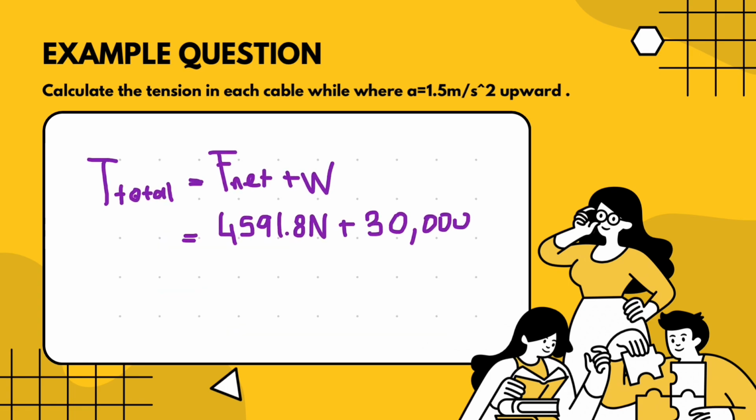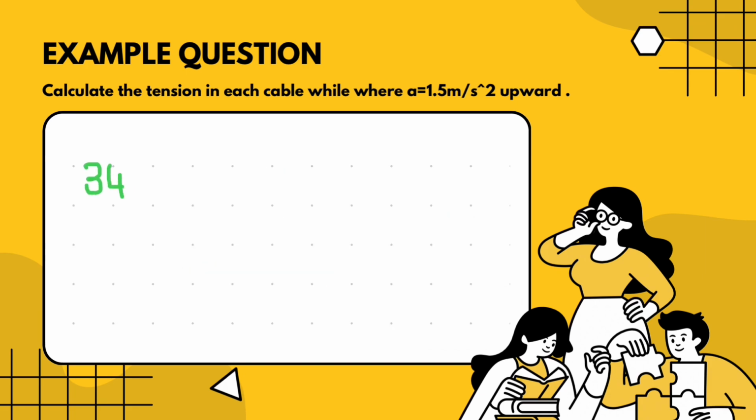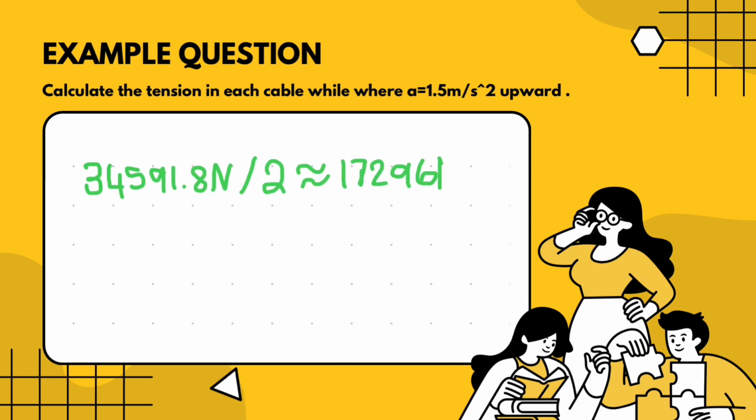With this answer, we can calculate the total tension of the cables by adding the total weight to the net force. After working this out, we will get an answer where the total tension is equal to approximately 34,591.8 newtons. Since the tension is evenly distributed between the 2 cables, we simply divide our answer by 2, giving us that in each cable there is a tension of 17,296 newtons while accelerating upwards.